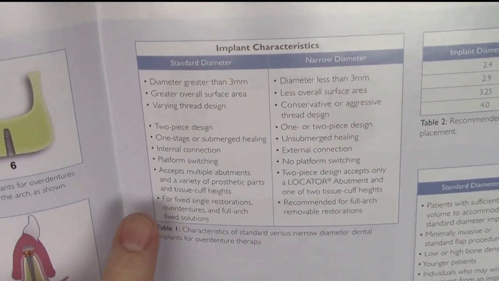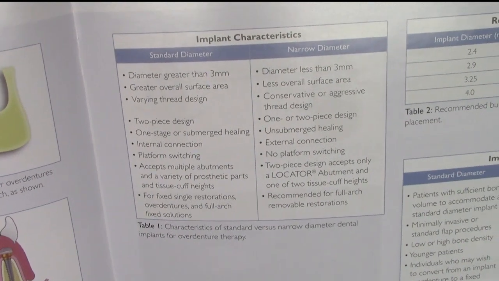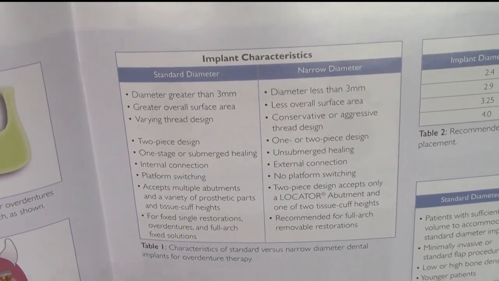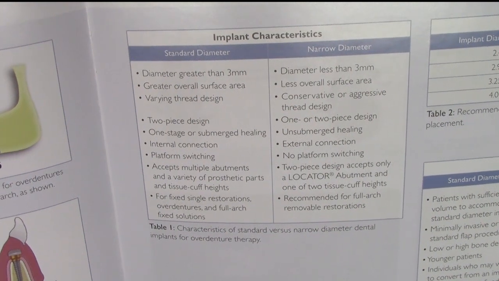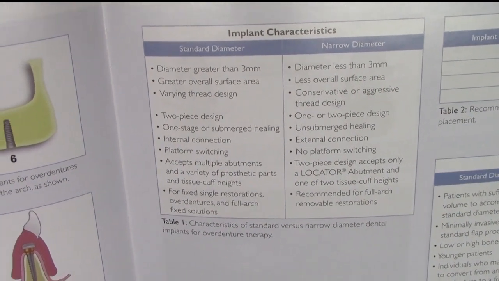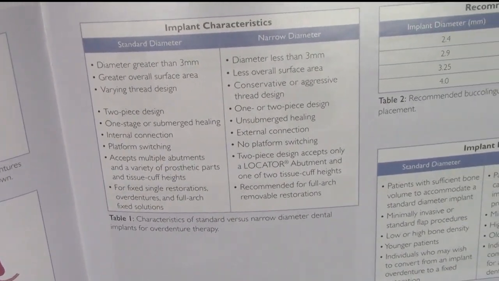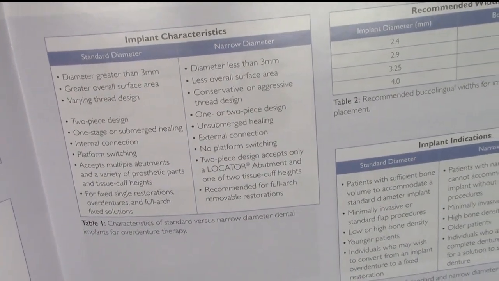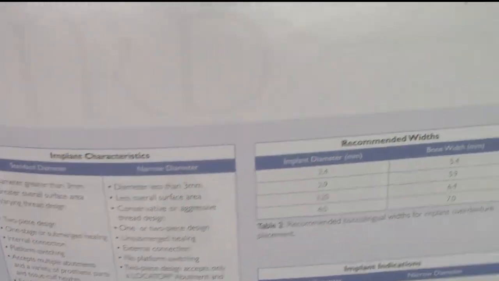be an external connection. Also, a standard diameter implant will accept a variety of prosthetic parts and pieces, as well as allowing you to restore with either a fixed or single or full arch overdenture restoration, where typically at this time, narrow diameter implants are typically only used for overdenture stabilization.